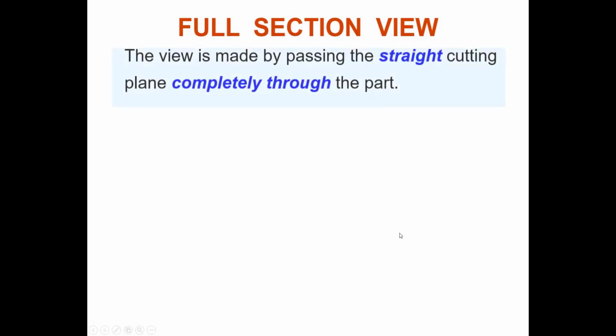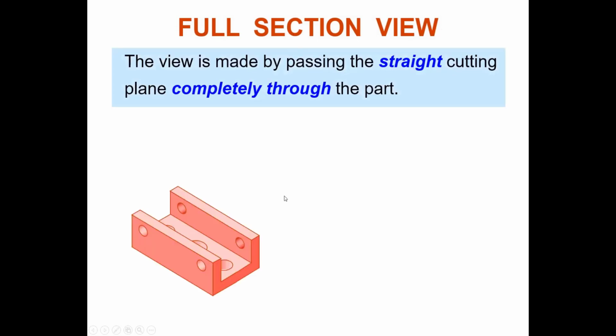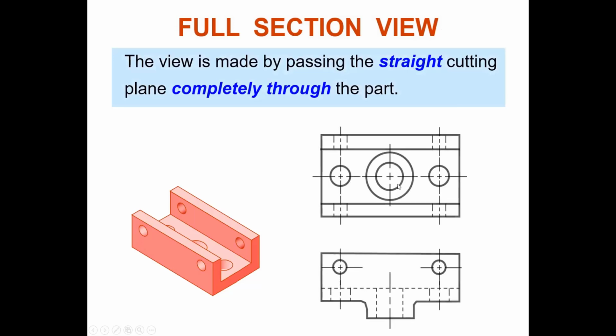Okay, full section view. I will just explain the most common one, full section. The view is made by passing a straight cutting plane completely through the part, one straight cutting line. For example, like this one. If you look on your right, this is your typical orthographic, even for this kind of simple, not that complicated mechanical block component. The top, if we are third angle projection, is always the plan view, and the bottom one is the front view, right? So you do it like this.